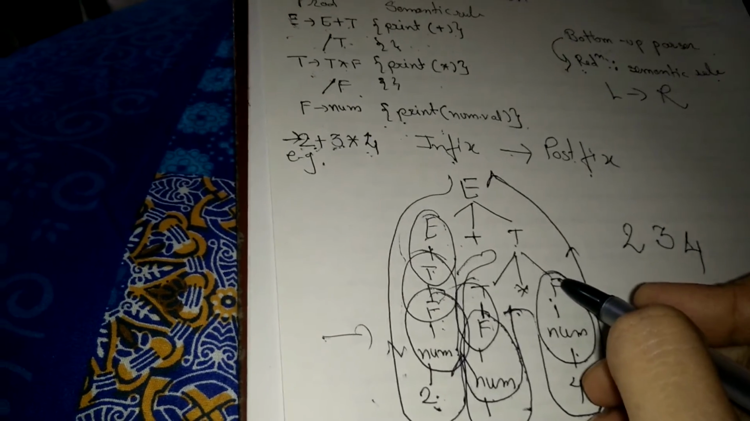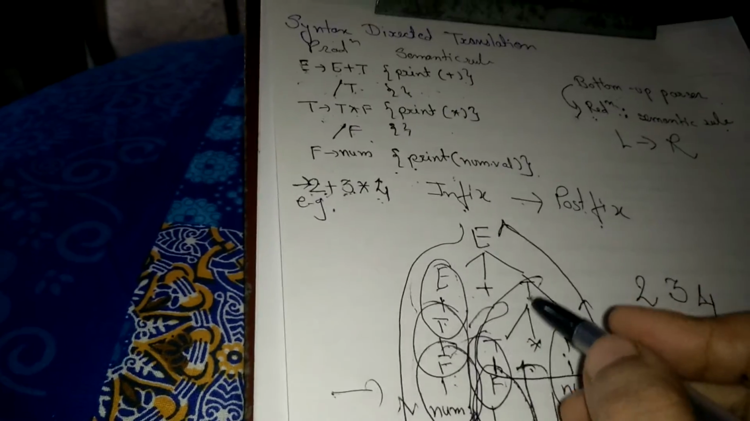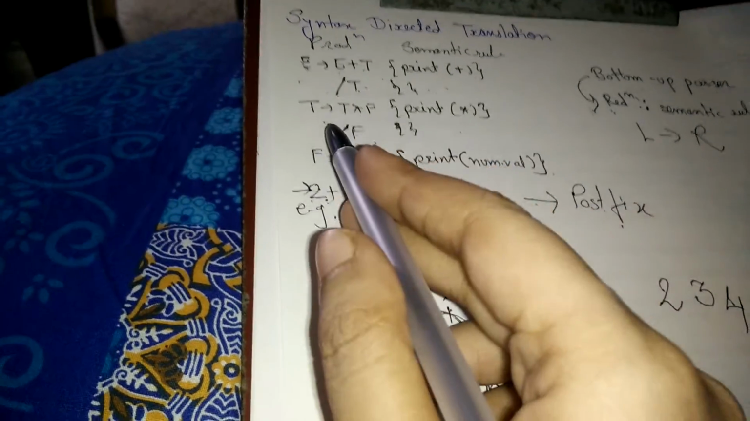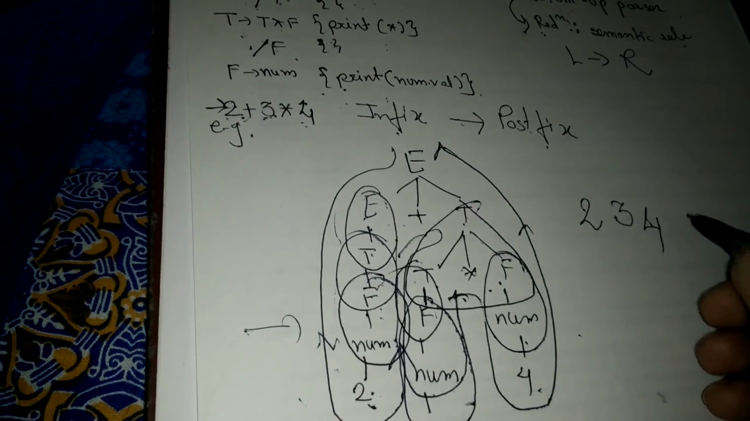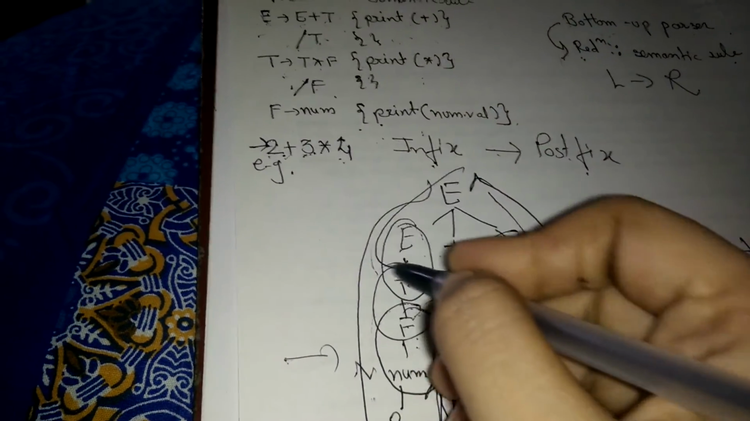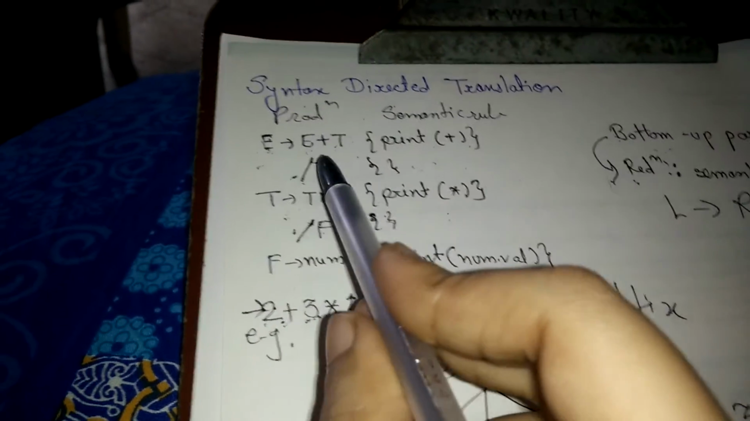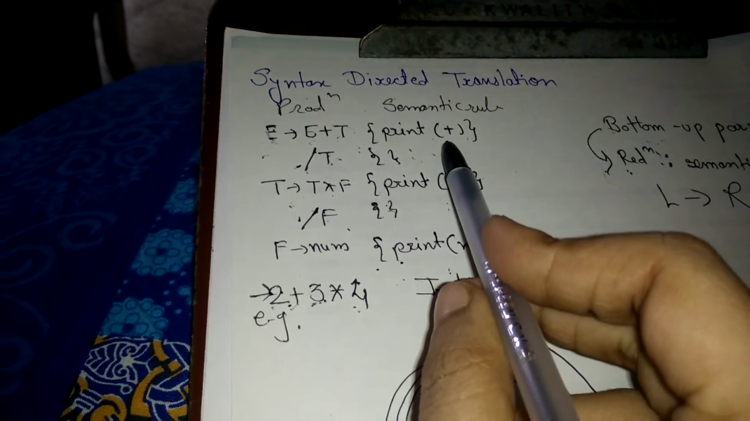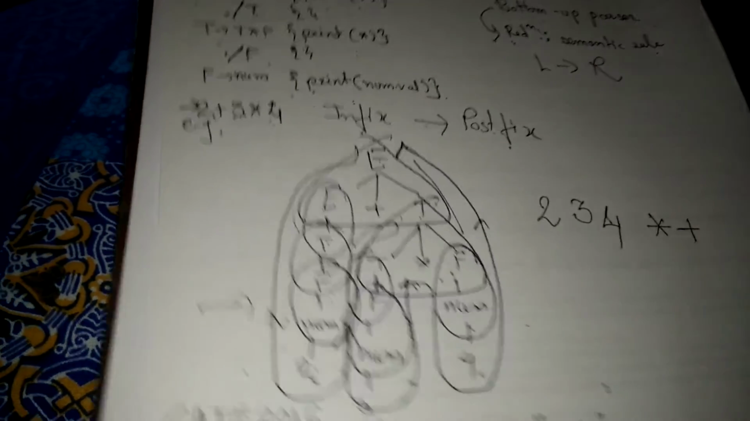Then as I go upward, I will get another reduction, that is T to T * F. T to T * F is a reduction, and the action I have to perform is to print the multiplication sign. Then when I go upward, I find another reduction, that is E to E + T. E to E + T has a semantic rule, that is print plus. So I will print plus over here.